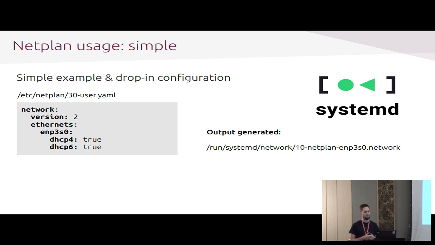That's the Netplan format. And then it defines a section for Ethernet interfaces. It defines the name of the interface, which in this case is enp3s0. And then we just activate dhcp4 and dhcp6 on that interface. And that's it. When the system boots, Netplan will read this configuration and translate it into a systemd-networkd configuration that will be written to /run/systemd/network and then create the normal .network file to configure the network interface.